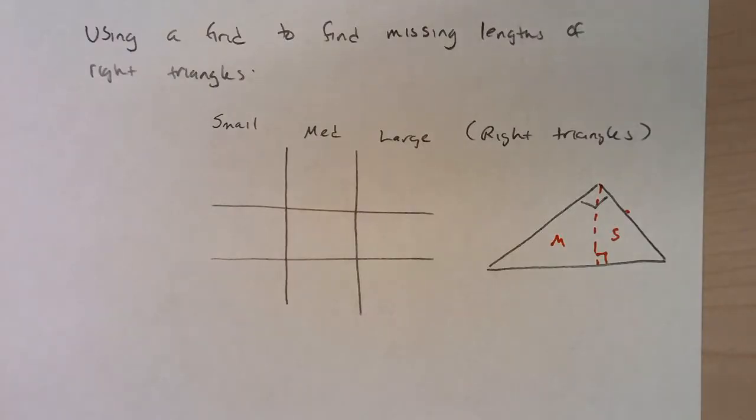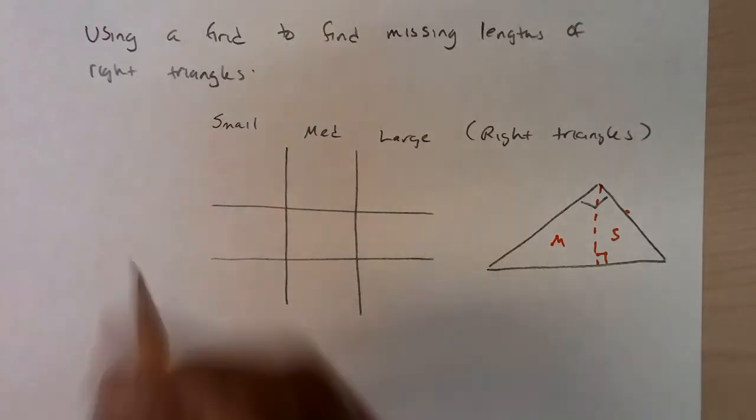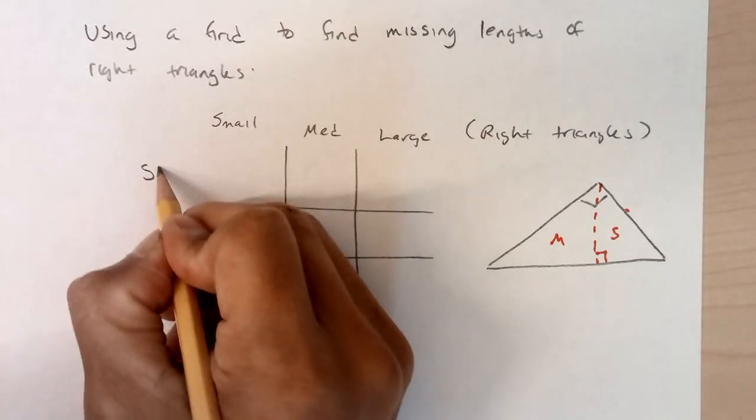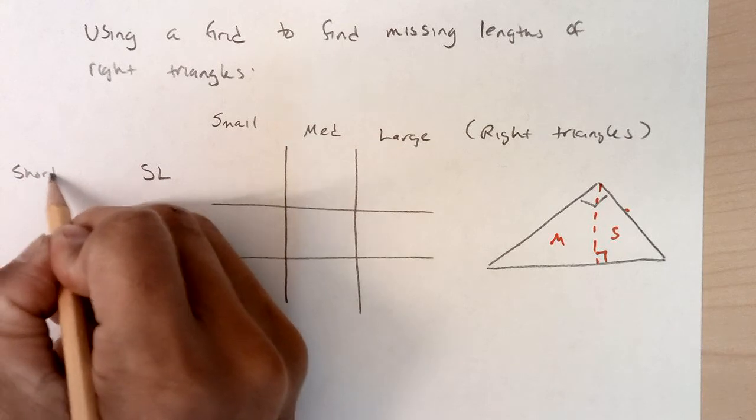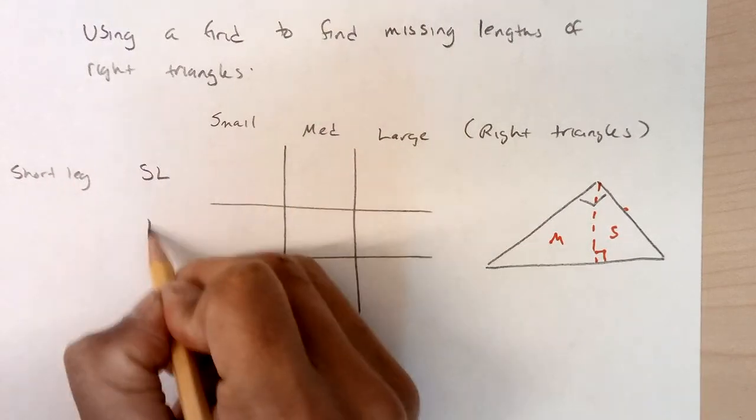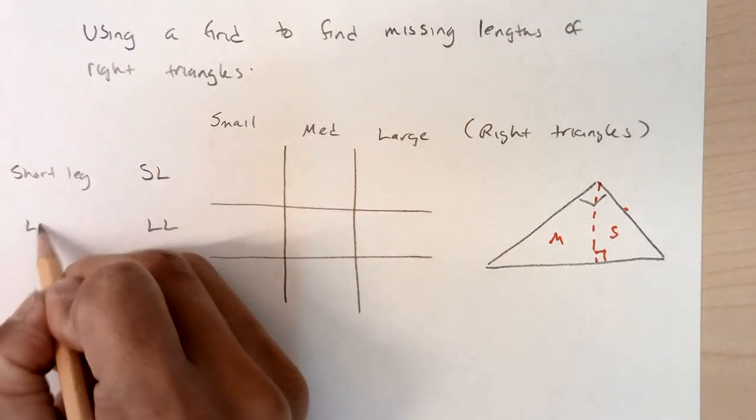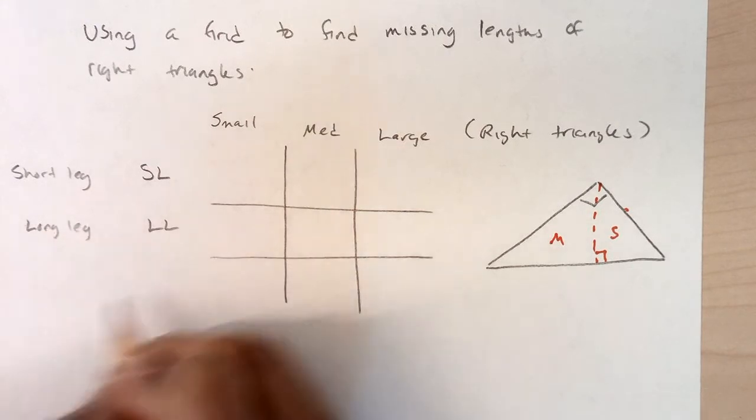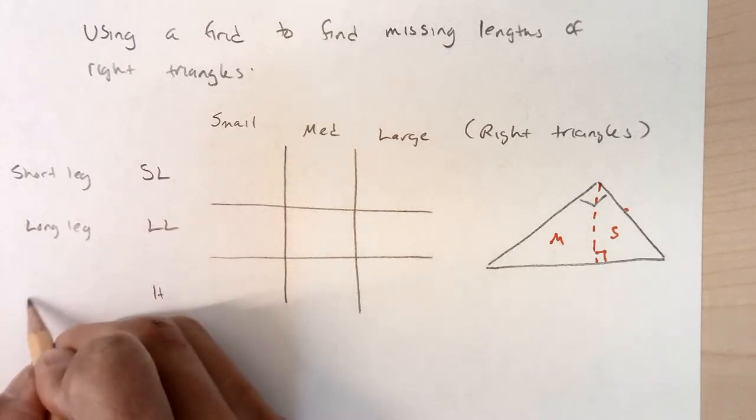And then in each of the right triangles there, we have the short leg, or I'm going to abbreviate that SL. We have the long leg, or LL. And then finally we have the hypotenuse, or just H.